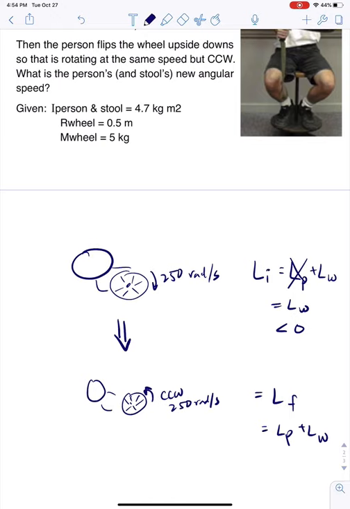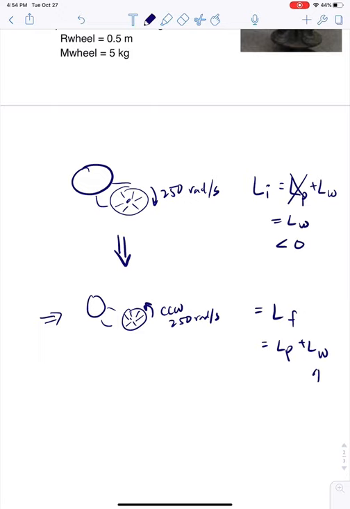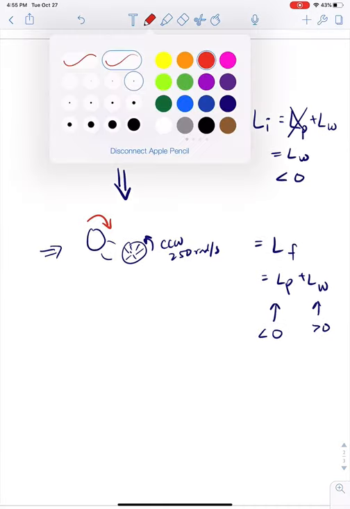The wheel afterwards is rotating counterclockwise. That means that its angular momentum is positive, greater than 0. And so to sum up to the same total angular momentum as our initial value, the angular momentum of the person must be less than 0. So we're going to expect to get a final angular momentum like this. Let's use this principle to solve the problem.